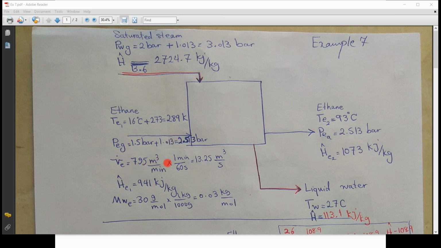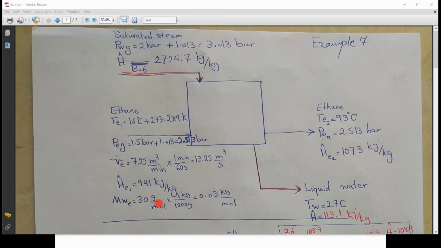Here they gave me the volumetric flow rate in meter cube per minute. I converted it to meter cube per second. For the molecular weight, it was gram per mole. I converted it to kilogram per mole to make calculation easier. These are just some calculations, because you always wanted me to do conversion before starting to solve the question, right?